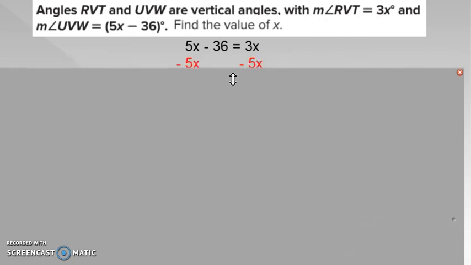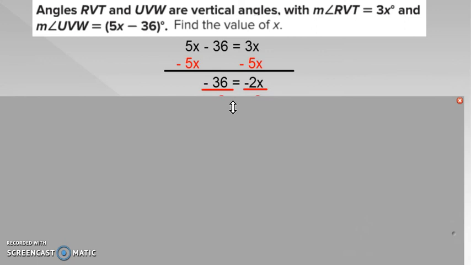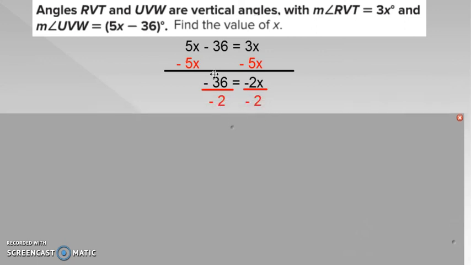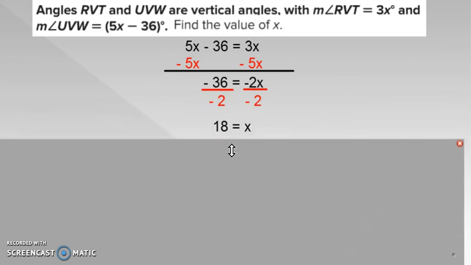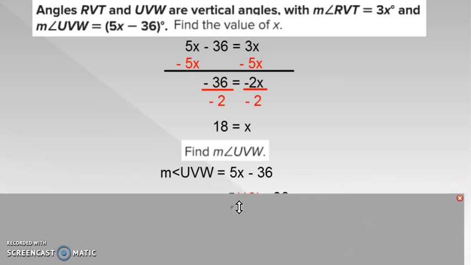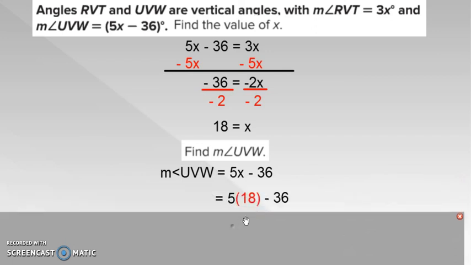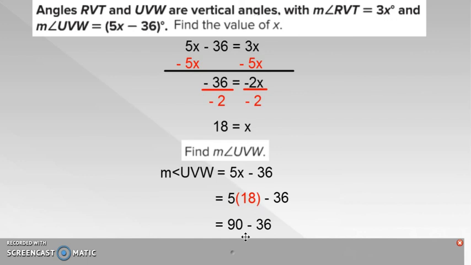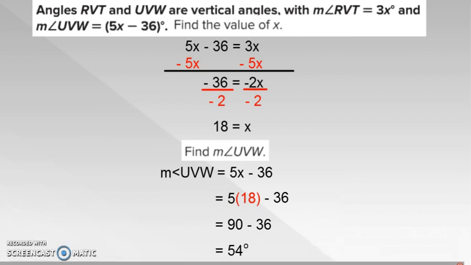We want to get our like terms together. Move the 5x to the other side. Then we want to break up the coefficient, and we find out that x is equal to 18. Once we find x is equal to 18, we want to find the measure of angle UVW. All we need to do is take 18 and plug it in for x. 5 times 18 is 90. 90 minus 36 gives us 54, and we put the degree symbol.